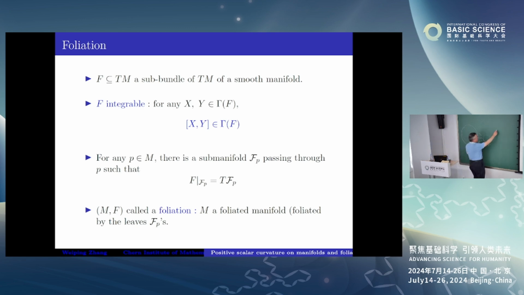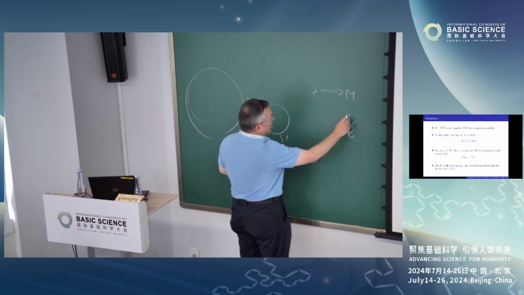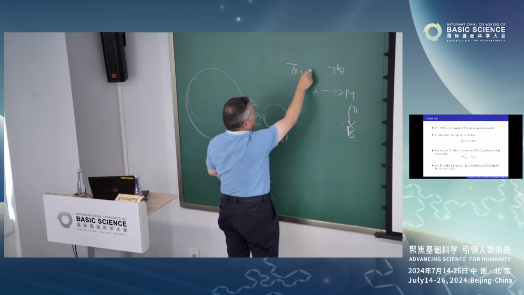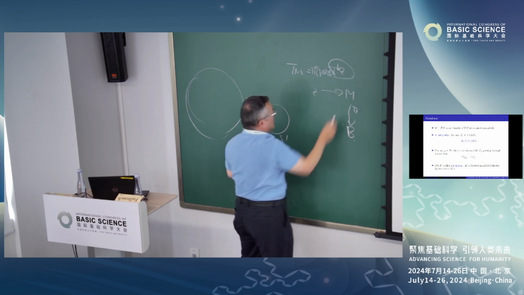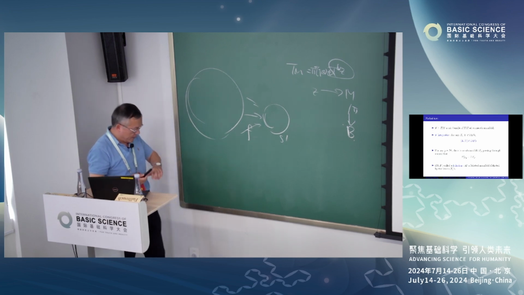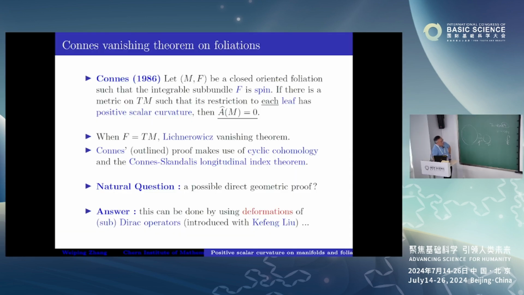So the simplest case is the fibration case. If you have a fibration π, then the tangent bundle TM would be π* of TB, the horizontal lift, plus the vertical bundle. This is tautologically integrable. So foliation is a far-reaching generalization of the fibration case. And Connes proved a generalization of this famous Lichnerowicz theorem we recalled at the very beginning of this talk, a generalization of the Lichnerowicz theorem to foliations.